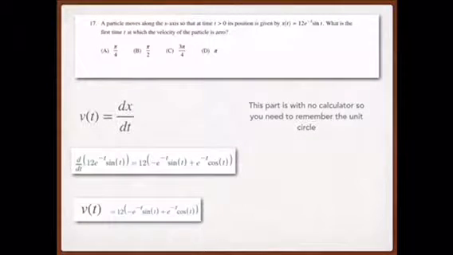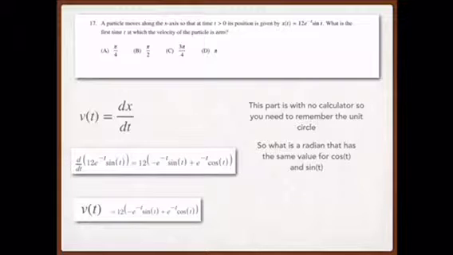So this part is with no calculator, and this function looks kind of hard, so you will need to remember the unit circle to solve it. So what is a radian that has the same value for cosine of t and sine of t, since both of them are multiplied with the same coefficients, but they have different signs. So when both of them are equal to each other, they would equal 0. And this happens at pi over 4, which is answer A. And thank you.